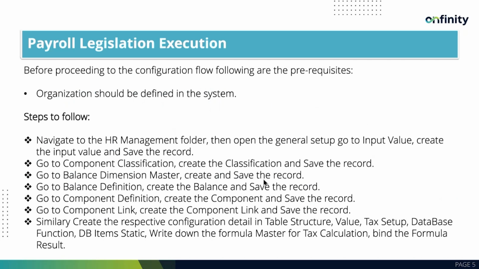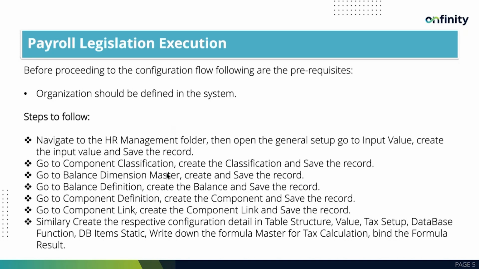For input value setup, you must navigate to HR Management, General Setup, Input Value. Here we define system variables required for calculations, such as amount, pay value, percentage, and similar variables. Next, for component classification, we categorize payroll components into groups. These groups are earnings, deductions, and contributions. This helps the system apply correct categorization during payroll processing.